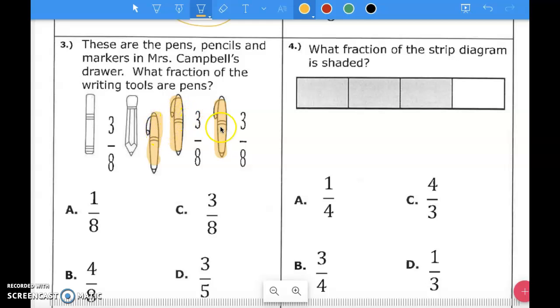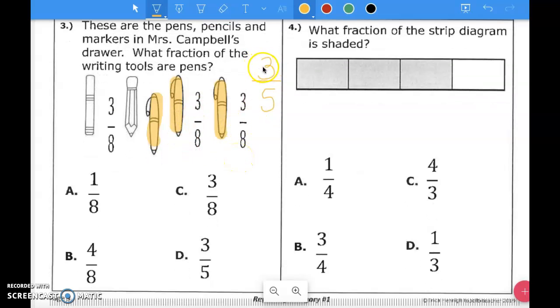So how many pens do I have? 3. Out of how many utensils altogether? 1, 2, 3, 4, 5. So what fraction of the writing tools are pens? 3/5.